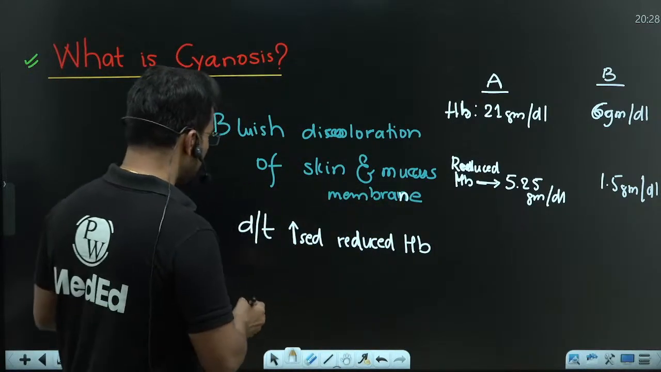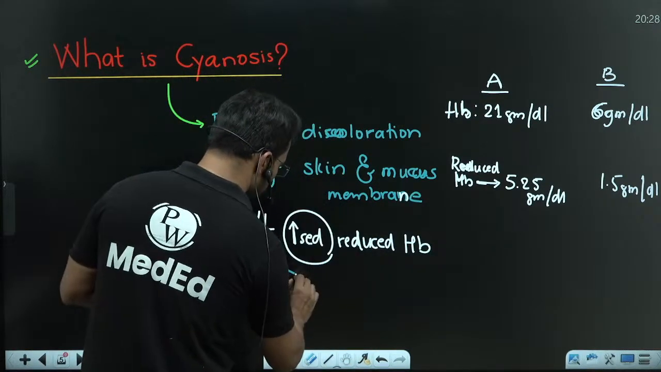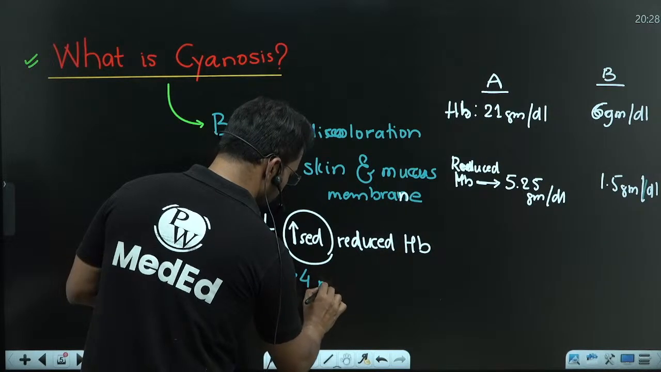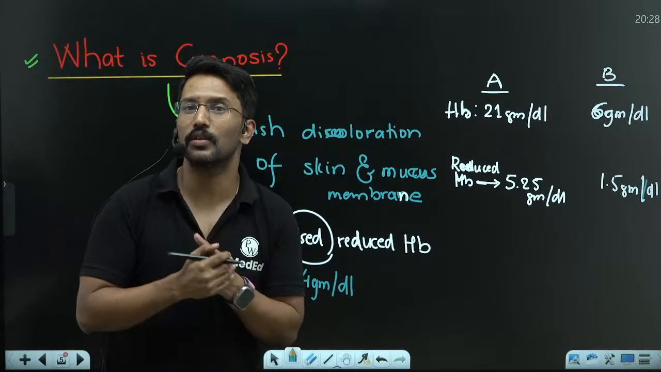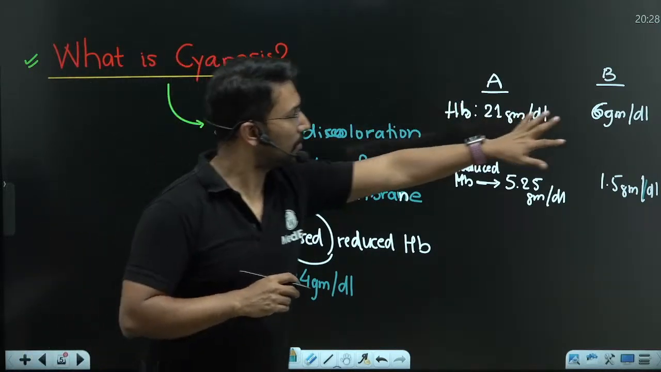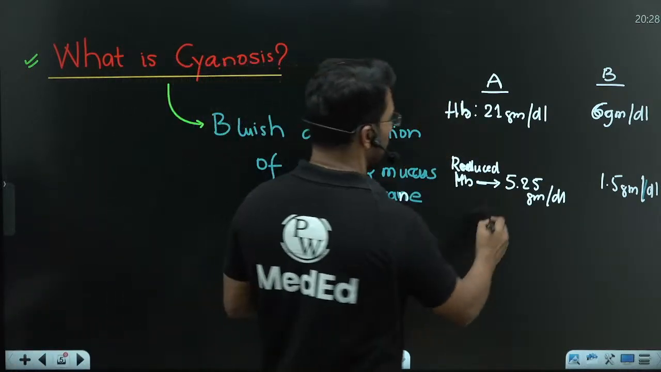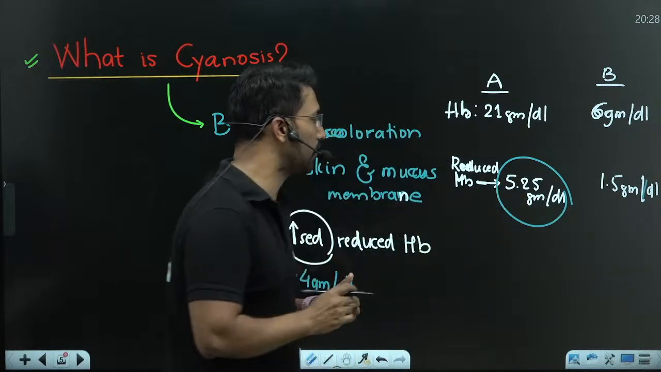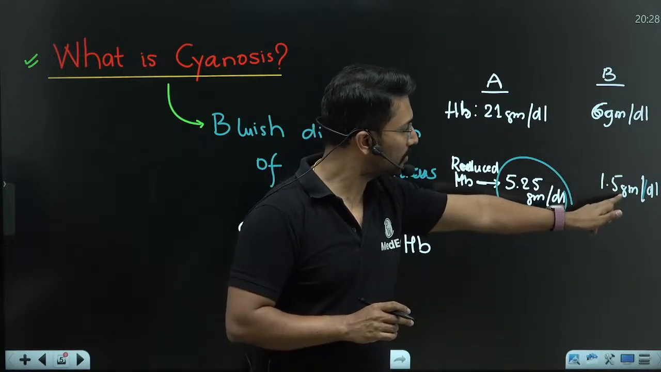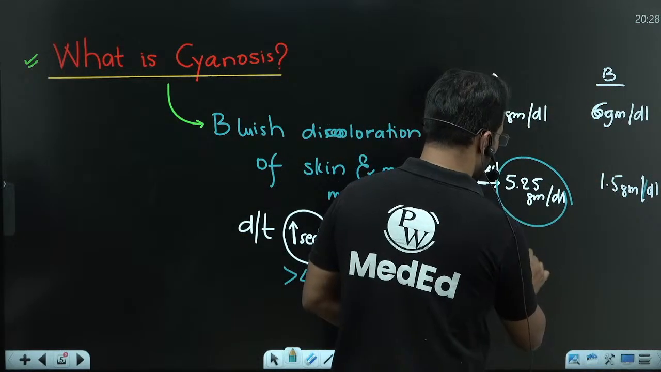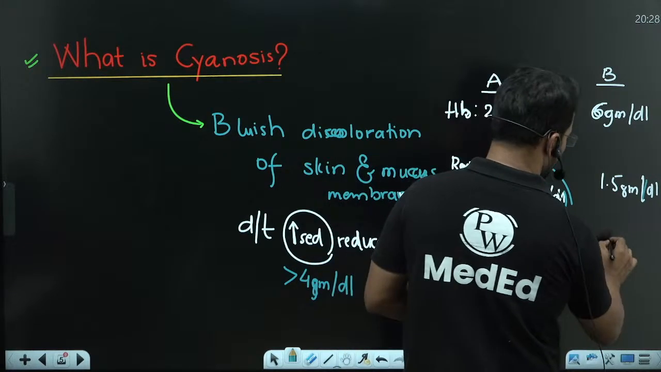So when I say there is increased reduced hemoglobin, it is the absolute value that is important. When it is more than 4 grams per deciliter, it gives the bluish tint to the skin. Both patients have 25% of their hemoglobin in reduced form, but patient A will likely develop cyanosis because his reduced hemoglobin level has crossed 4 grams per deciliter. On the other hand, patient B's reduced hemoglobin level has not crossed 4 grams per deciliter, so this patient will not have cyanosis.